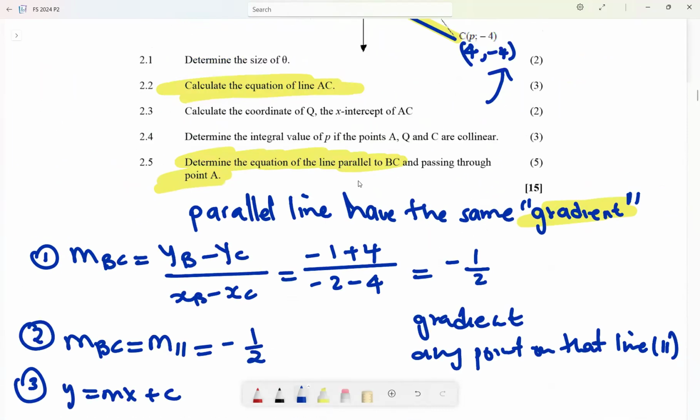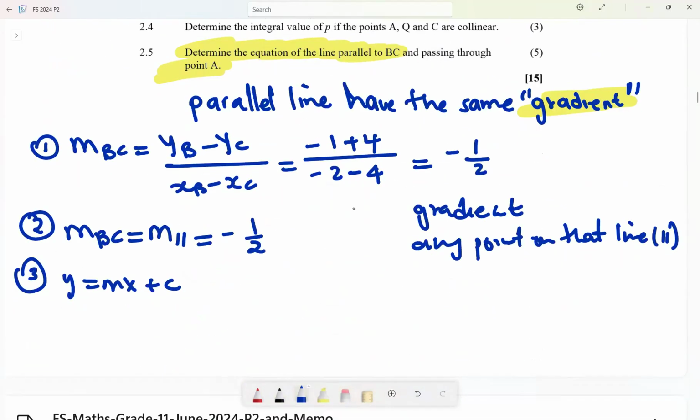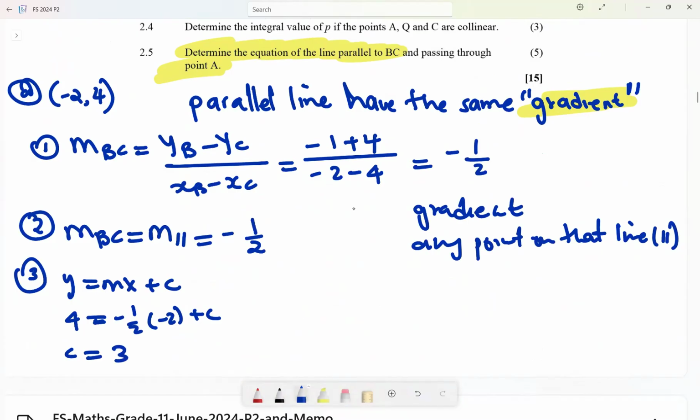I can substitute y at which point? At negative 2 and 4. Okay, my point is negative 2 and 4. So I'll say 4 is equal to, what is my gradient? Negative half. What is my x? Negative 2, plus c. How do I get my c? This is negative half multiplied by negative 2, so it is positive 1. Then I take it to the other side, it becomes 3.